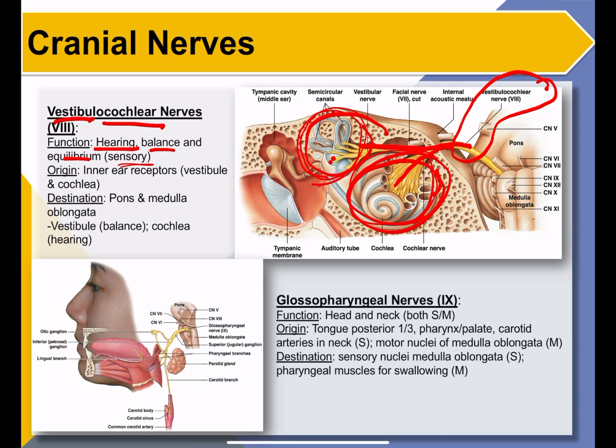Cranial nerve 9 is called the glossopharyngeal nerve, and it is a mixture of both sensory and motor. Sensory has to do with the tongue's posterior third reception of taste, and then motor has to do with your movement of your pharynx, palate, those muscles of the neck. So pharyngeal muscles for swallowing come into play when we can no longer swallow. Maybe something's wrong with the glossopharyngeal nerve.